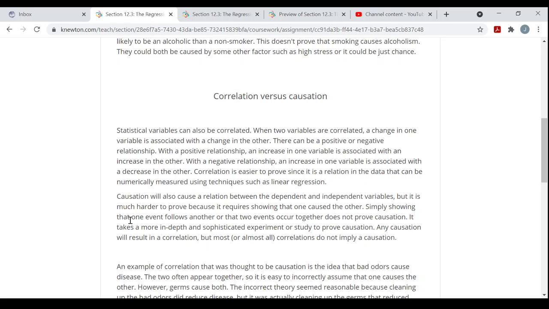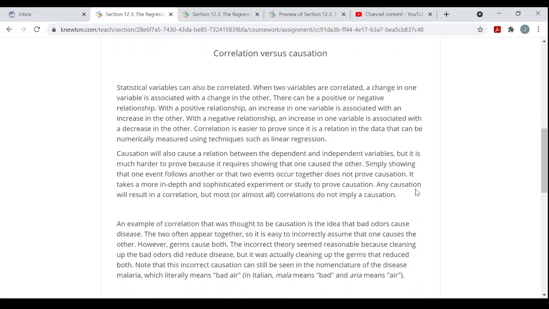Simply showing that one event follows another, or that two events occur together, does not prove causation. It takes a more in-depth and sophisticated experiment or study to prove causation. Any causation will result in a correlation, as I've said. But most or almost all correlations do not imply a causation.